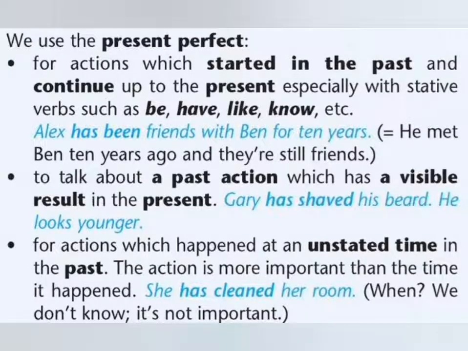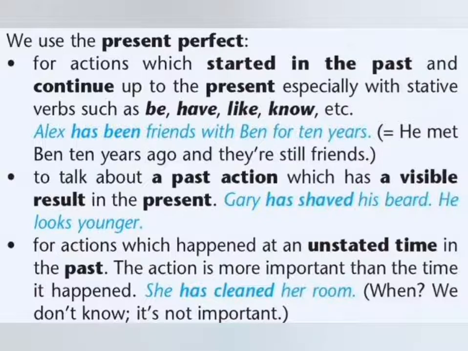We use the present perfect for actions which started in the past and continue up to the present, especially with stative verbs such as be, have, like, know, etc. For example, Alex has been friends with Ben for 10 years. He met Ben 10 years ago and they are still friends.